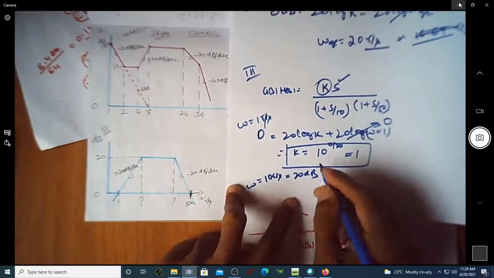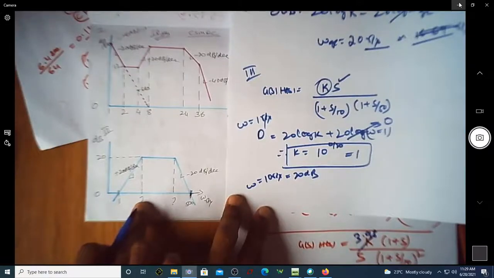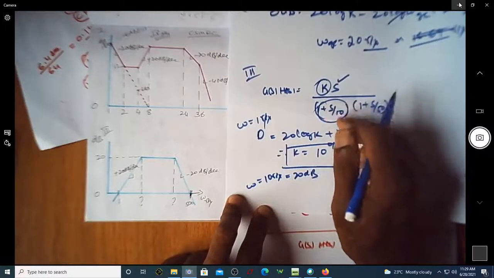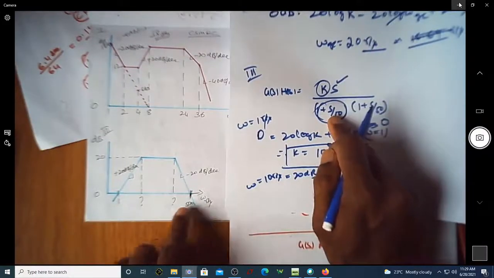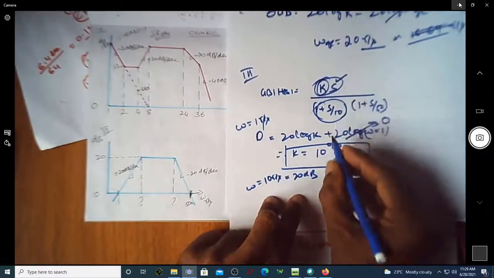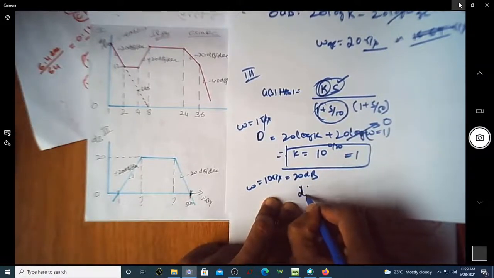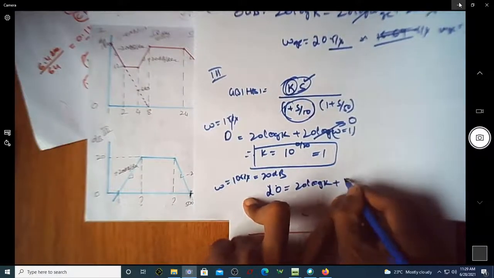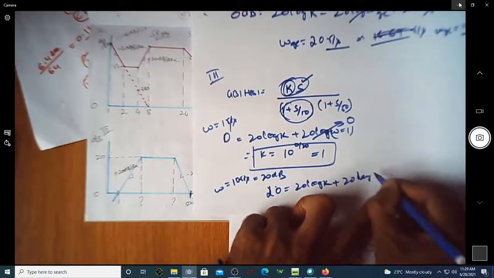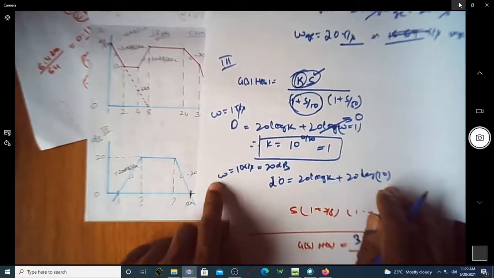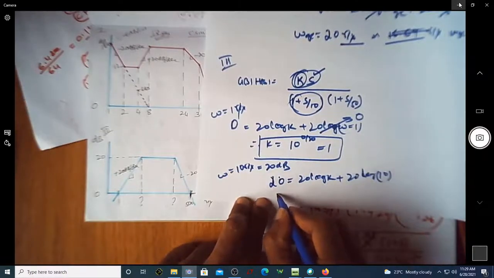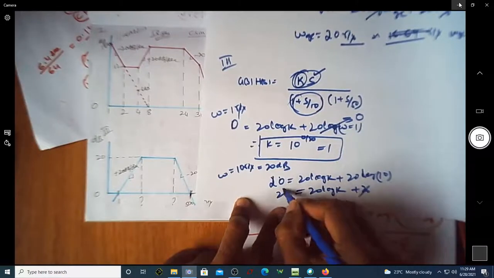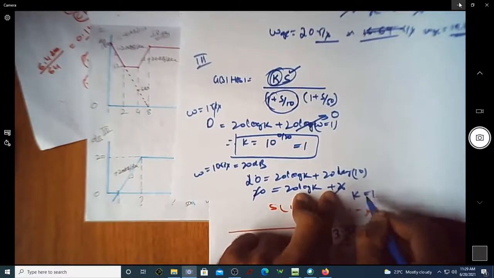So what are the terms that are contributing at 10 radian per second? It is still now k and s, because the contribution of the next term will start after 10 radian per second. So now you can say 20 is equal to 20 log k plus 20 log of 10, because omega is equal to 10. If you substitute, the 20 log 10 gives 20, and you again end up with k is equal to 1.